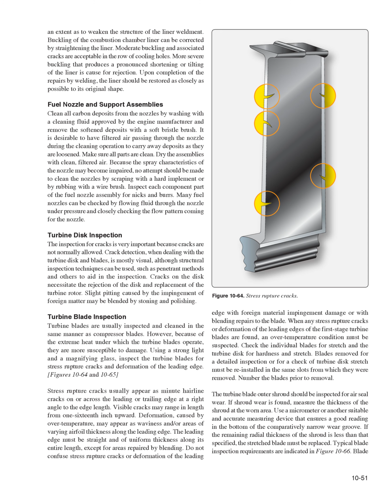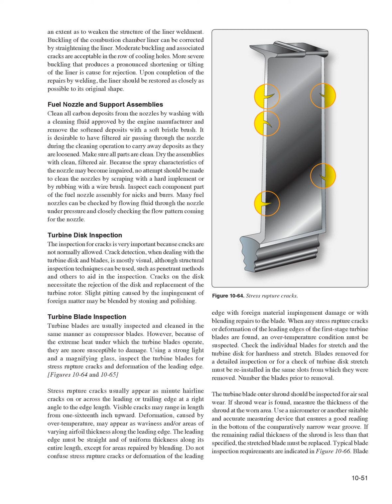The turbine blade outer shroud should be inspected for air seal wear. If shroud wear is found, measure the thickness of the shroud at the worn area. Use a micrometer or another suitable and accurate measuring device that ensures a good reading in the bottom of the comparatively narrow wear groove. If the remaining radial thickness of the shroud is less than that specified, the stretched blade must be replaced. Typical blade inspection requirements are indicated in Figure 1066.